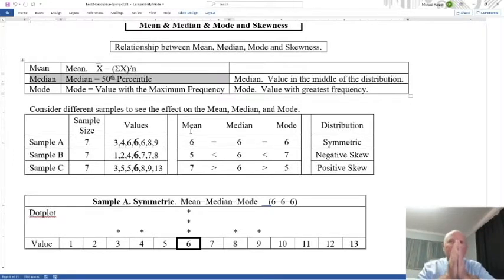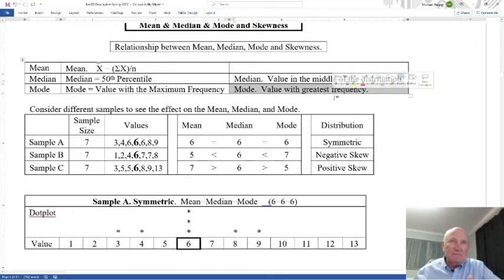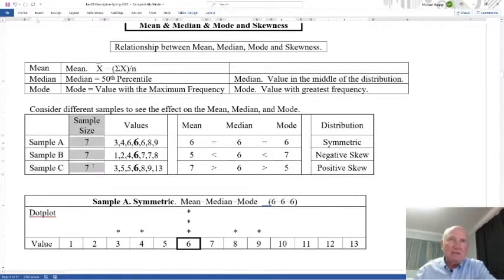Okay, 50th percentile. That's the median, the value in the middle of the distribution. Now the mode is the value with the maximum frequency. The mode is the value with the greatest frequency. Well, let me illustrate with 3 different samples: sample A, sample B, sample C. The sample size is 7.